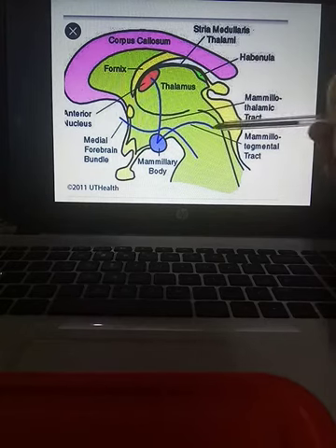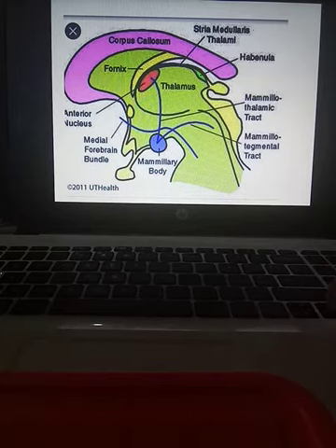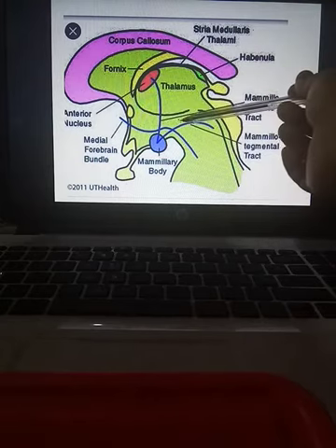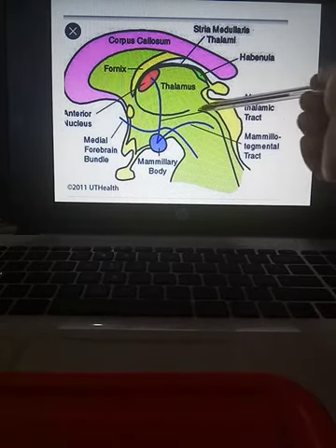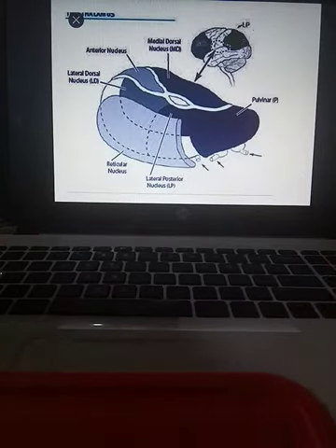The ventral thalamus mainly comprises the reticular nucleus and the zona incerta. This is the thalamus. Beneath and behind it you have the ventral thalamus. This is the hypothalamus. The ventral thalamus is present just posterior to the hypothalamus. The main nuclei here are the reticular nucleus and the zona incerta.